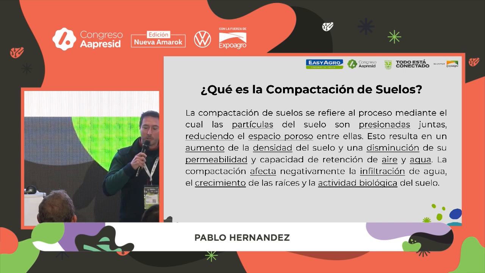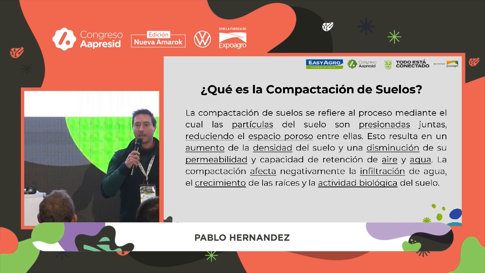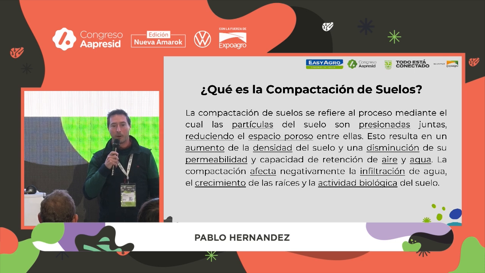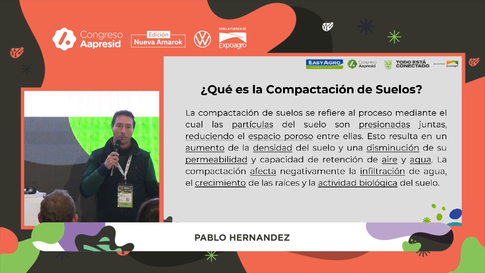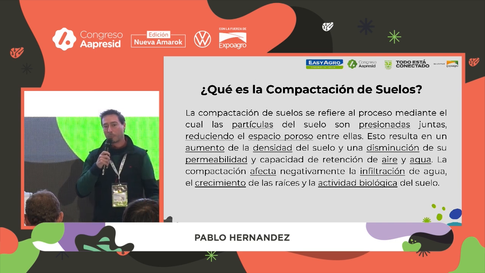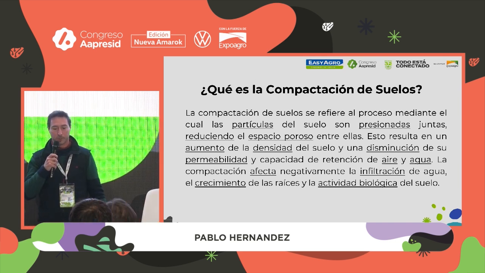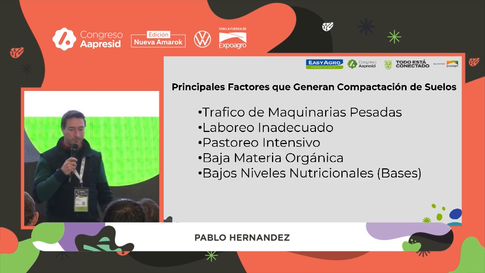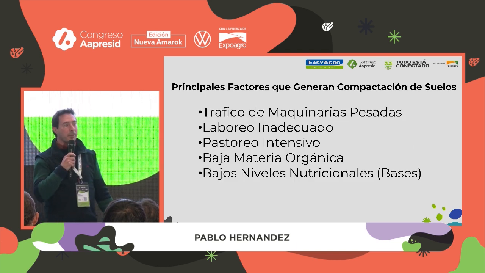So, specifically, what we see in compacting is the densification of the soil particles that are pressed together, augmenting its density, and this impedes the normal infiltration of water, the exchange of gases, and it diminishes the production capabilities of the crops, and it affects the biological activity of the soil.